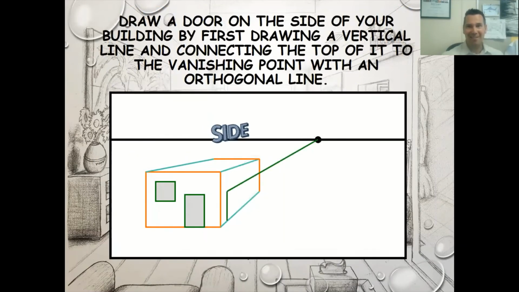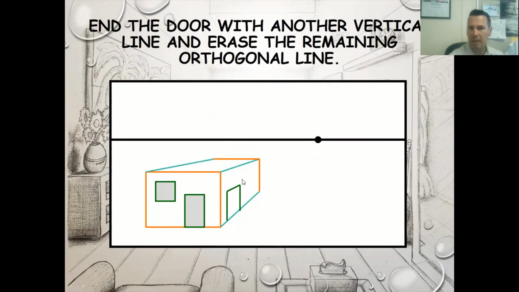Okay, now on the side of the building, you're going to use your vertical line to create your first door or window, and your orthogonal line that stretches all the way to the vanishing point. You're going to want to draw this very, very lightly, because you're going to erase just about all of this line. So you're aiming towards that vanishing point with that line, and you finish it off by adding this vertical line right here wherever you want to add it, however big you want your door or window to be, and you erase the rest of that orthogonal line. You erase all that.